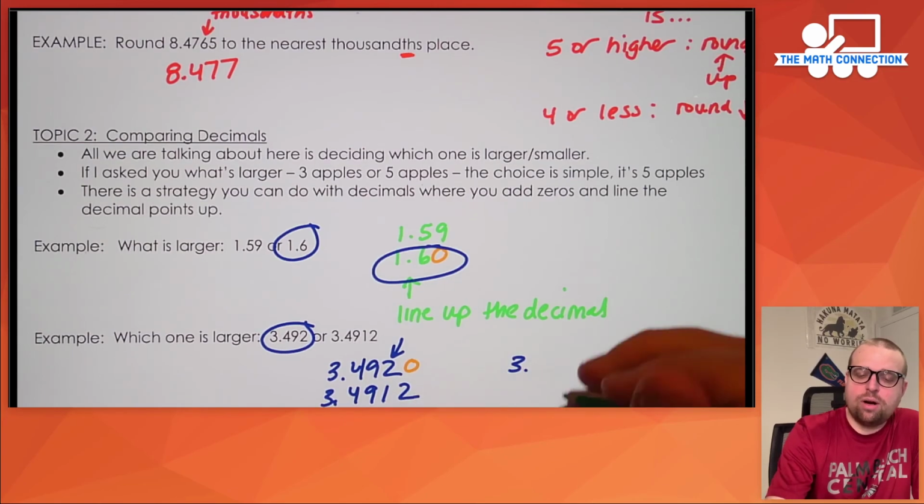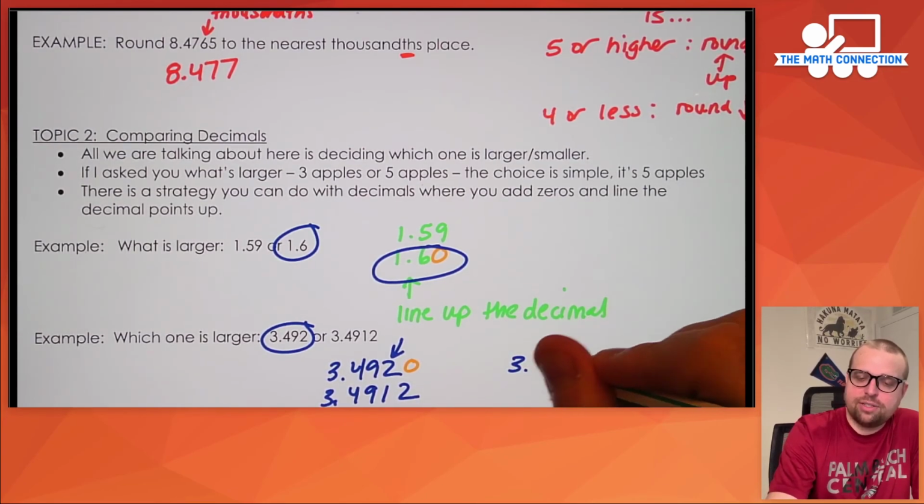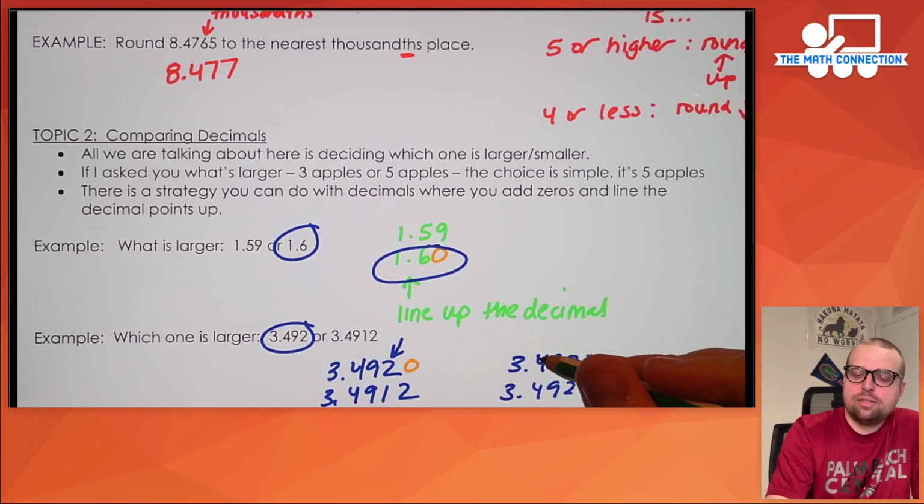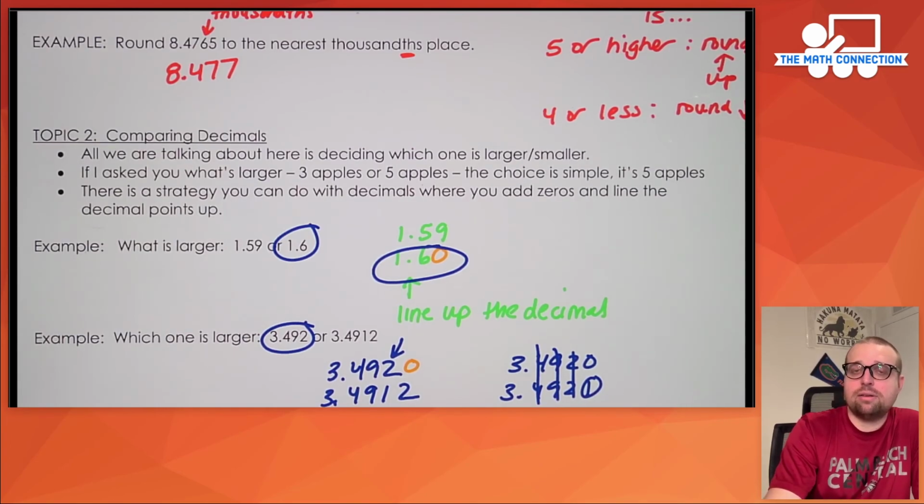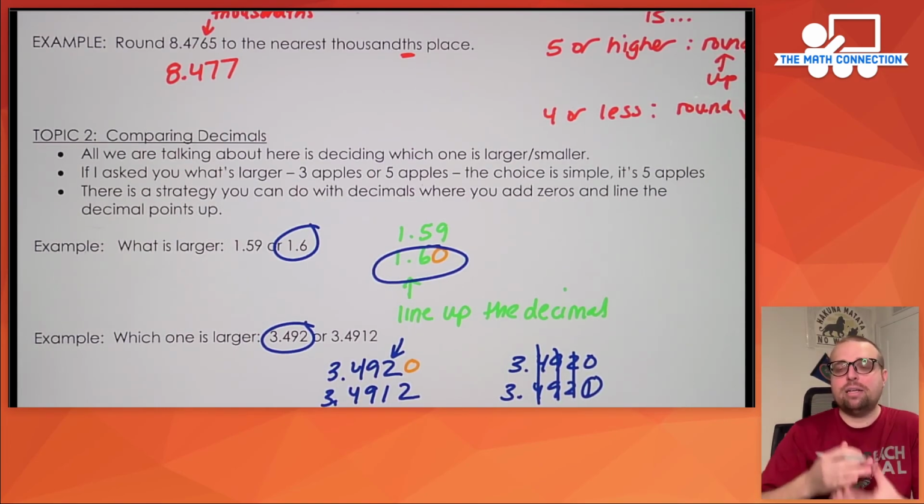What if it was the other way around? What if this 1 and 2 had switched, like 3.492 and 3.4921, like that? So these are the same, the same, the same, and then this one would be larger, okay? So you just got to pay attention to the place values and see what's where.